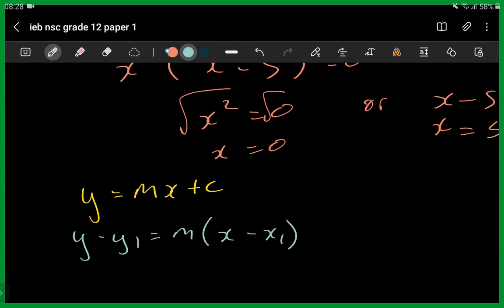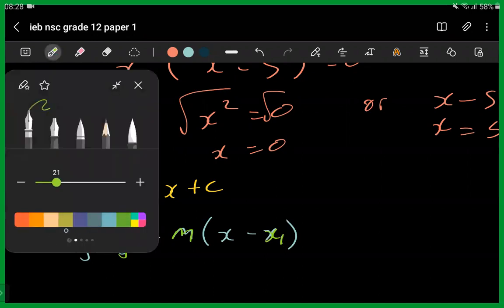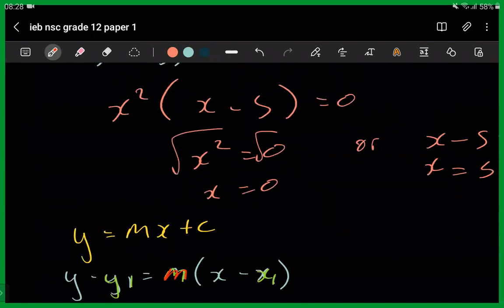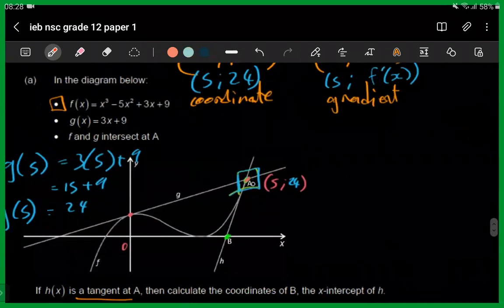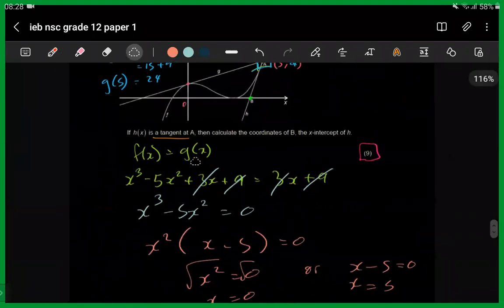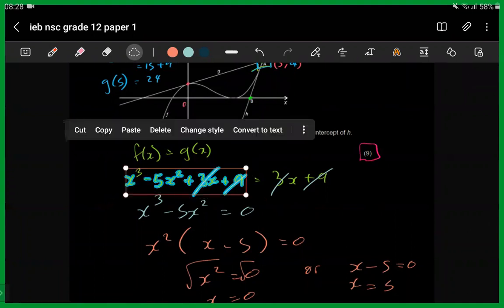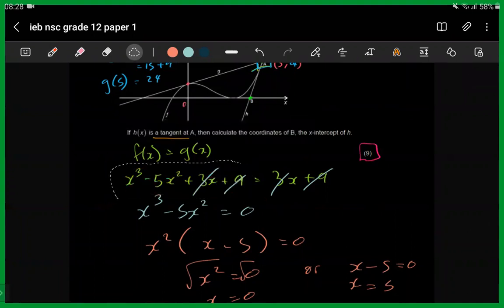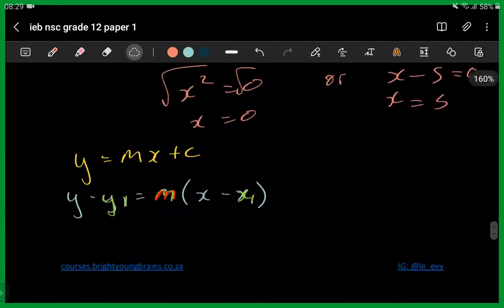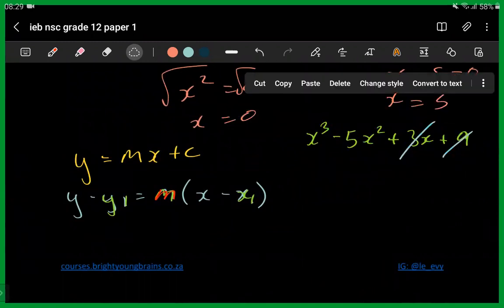So we need a gradient and a coordinate that the graph passes through. A coordinate we have. It's only the gradient that we still need to find, which we can find easily from what we're about to do. We just want the gradient at this point. So we can use the first derivative of our cubic function, because if you want to find the gradient at any point, you take your first derivative.